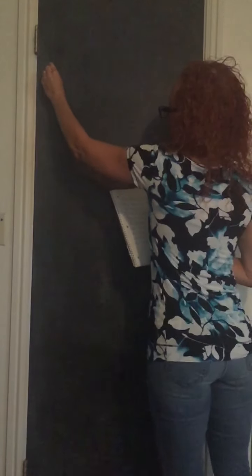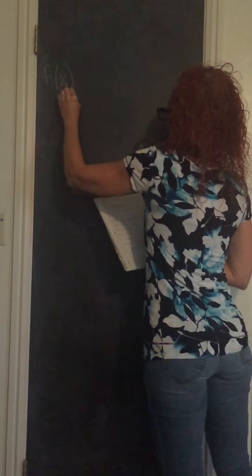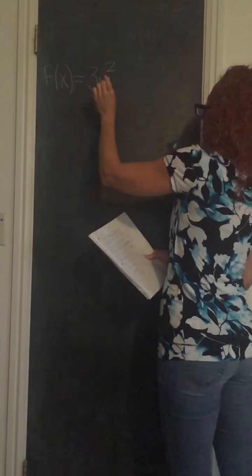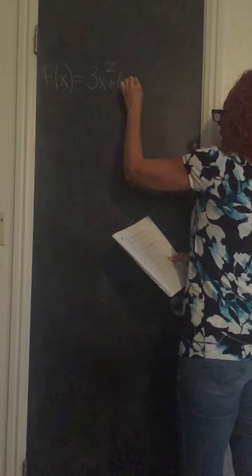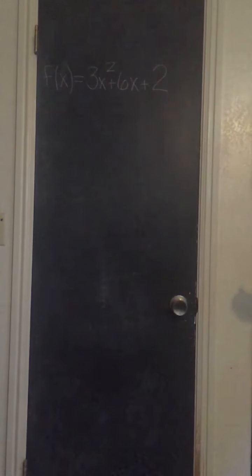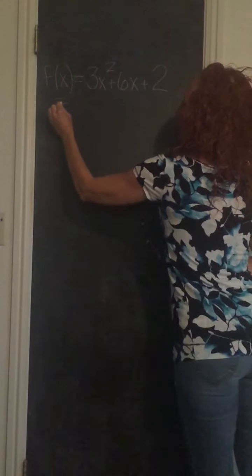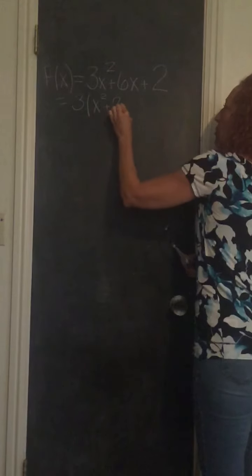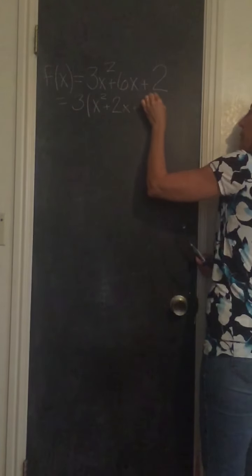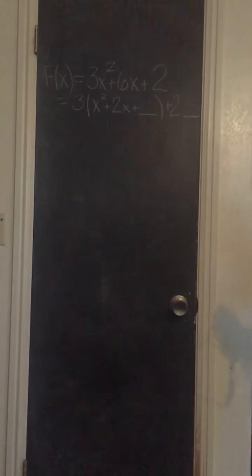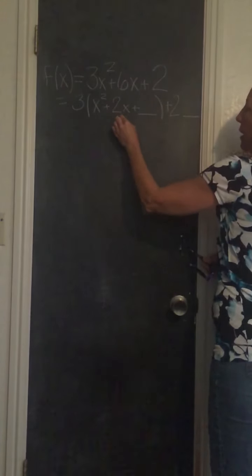All right, and this time I put a plus 3 in front of that squared. So 3x squared plus 6x plus 2. Let's pull out the 3. So we get x squared plus 2x plus something. And then add the 2 in the back and put my other space. This is what we're going to have.